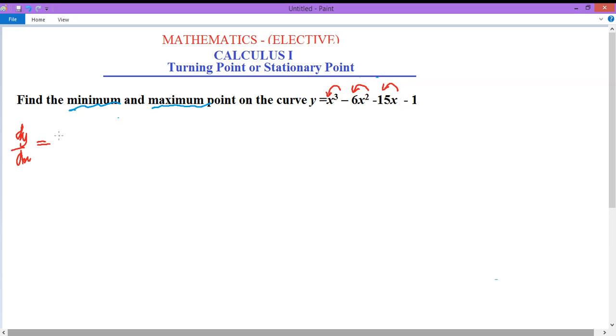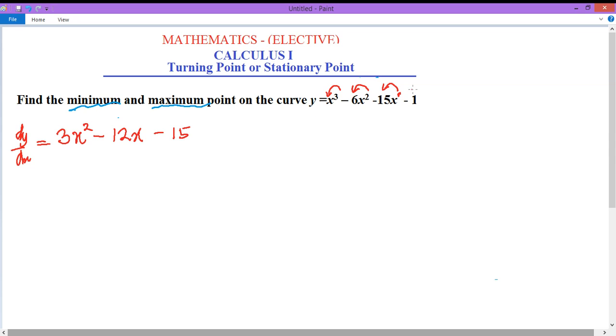So this becomes 3x squared: 3 times the coefficient 1 is 3, and the power reduces from 3 to 2. So 3x squared minus 12x, the power now becomes 1. Minus 15x, the power on the x is 1. When I multiply by 15, it's still 15, and the x becomes power 0, reducing the power by 1. x to the power 0 is 1, and 1 times 15 is the same thing. So we'll leave it there.